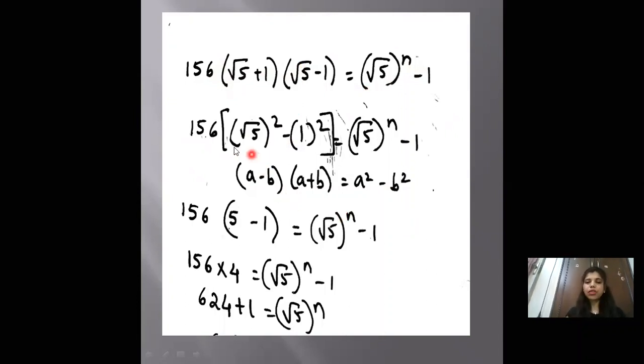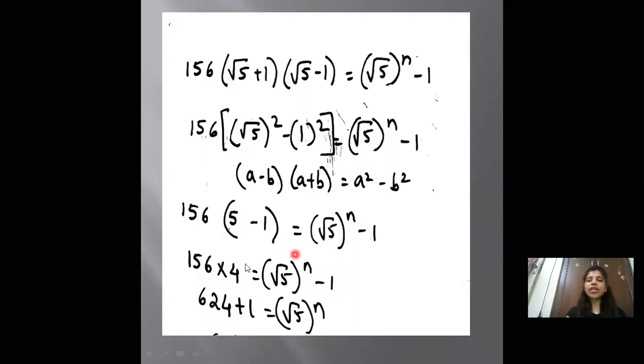Sorry. So that is root 5 the whole square minus 1 the whole square. So when I take it in that form, a square minus b square, I get root 5 square as 5 minus 1. So 5 minus 1, I got the value as 4, and the right hand side remains the same, root 5 raised to n minus 1. 156 into 4, I get the value as 624.